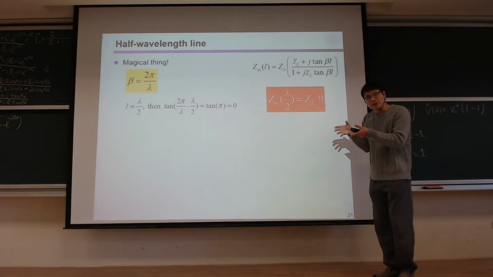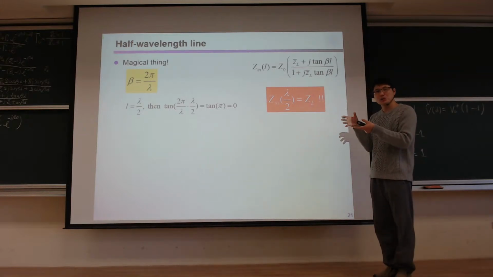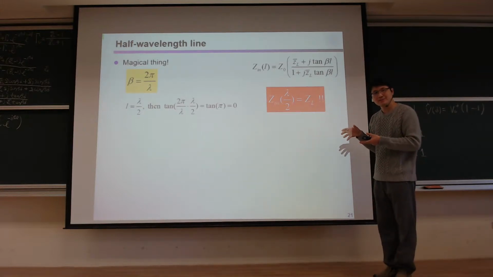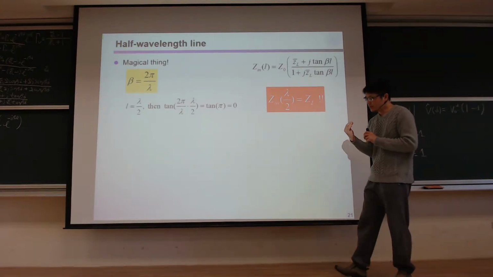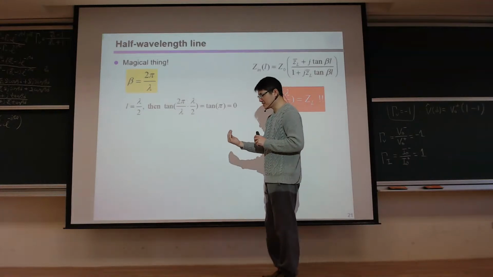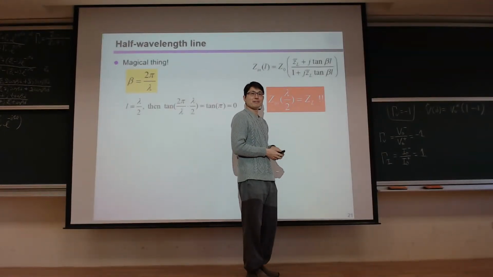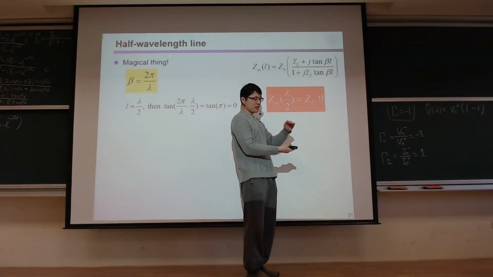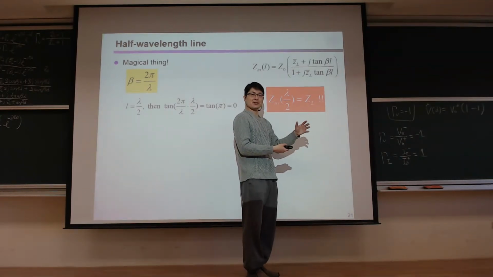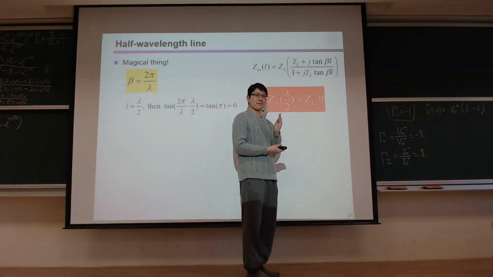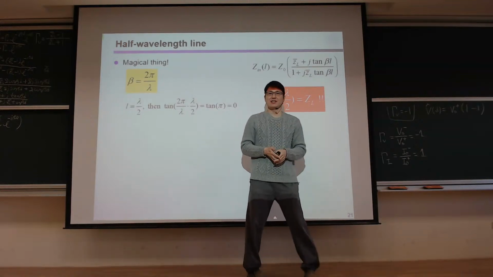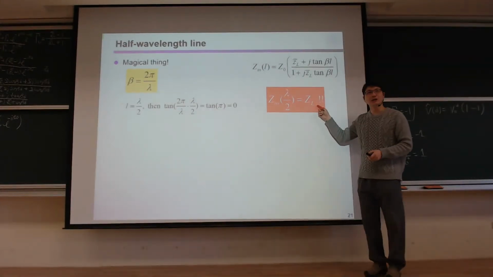For whatever load you connect to the transmission line, whatever, okay? And then you just walk for a distance of lambda divided by 2. You look back, including the transmission line and the load, at this particular magical distance, the wave impedance is equal to the load impedance.